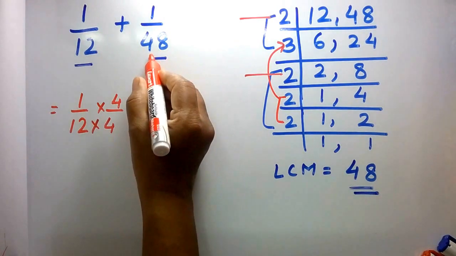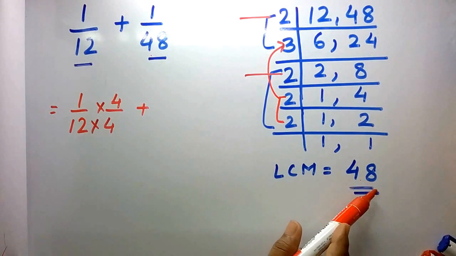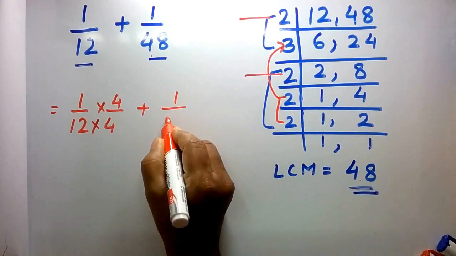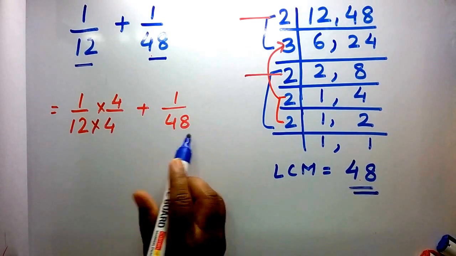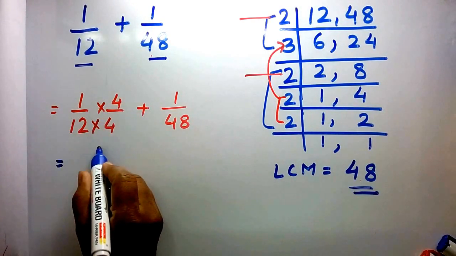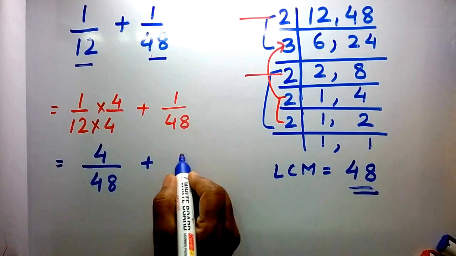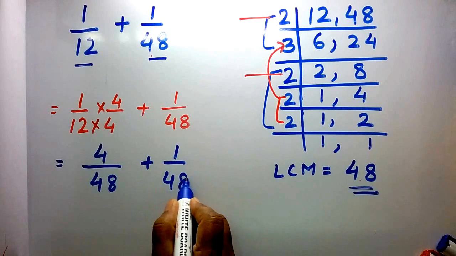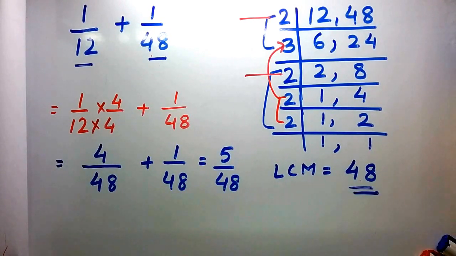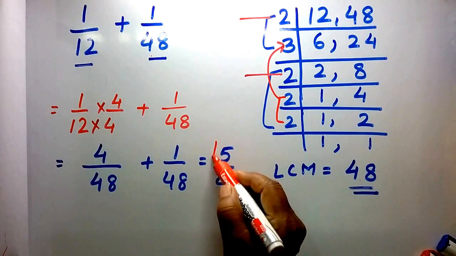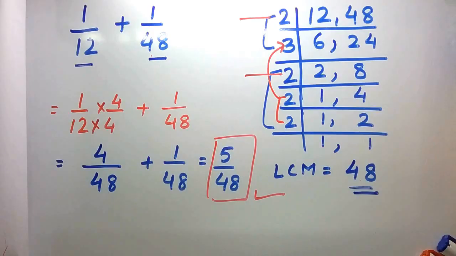Similarly, now here I don't think you have to make any changes because 48 is the LCM. So you can write 1 upon 48 as it is because we require 48 as the LCM. So here 4 ones are 4, 12 into 4 is 48, plus 1 upon 48. This will become 5 upon 48. As both of them come in different tables, no need to cancel. This will be the answer.